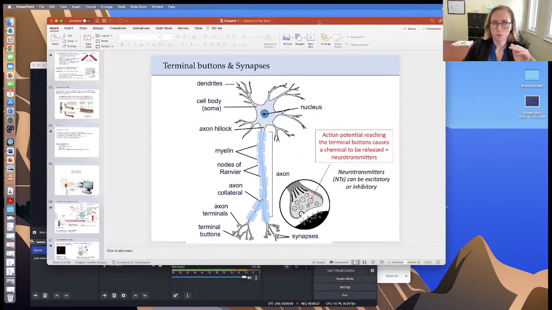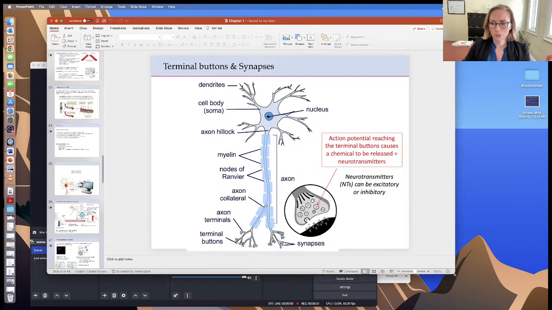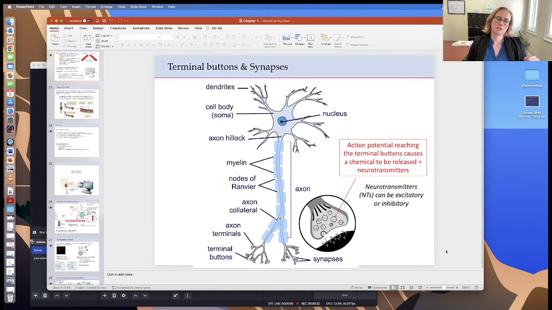Just to review the anatomy of the actual neuron, let's go over this again really quickly because we're going to start talking about the action potential, so how communication happens within the cell body. Before we talk about how one neuron communicates with another neuron, we first have to understand how within a single neuron a signal is sent, or what we call propagated.